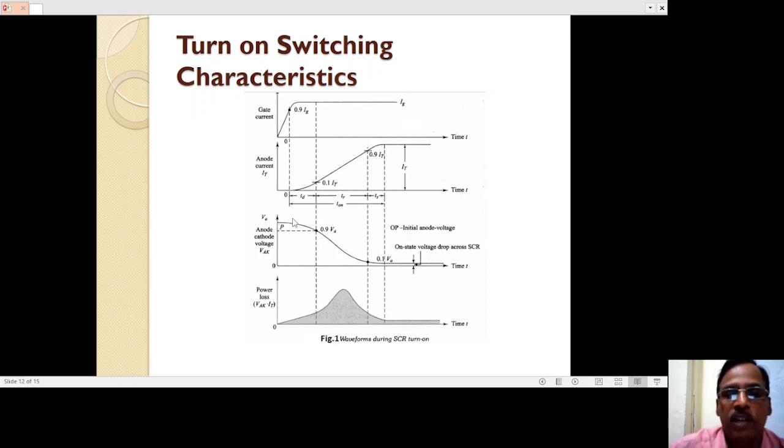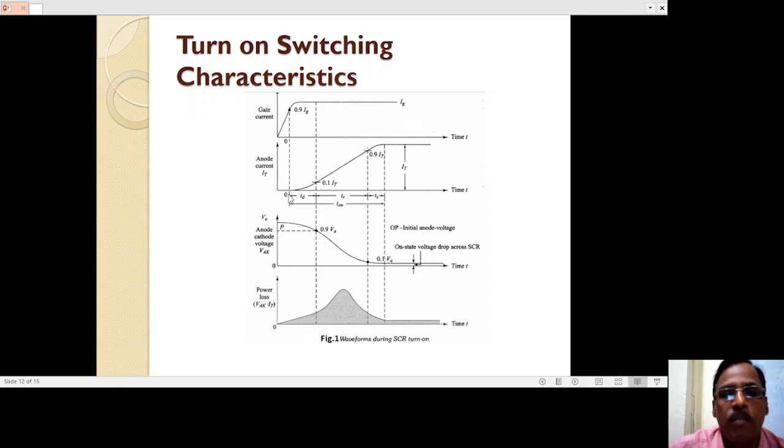Delay time, TD stands for delay time. See here. TR stands for rise time. TS stands for spread time. What is delay time? It is a very important definition. TD stands for delay time. TR stands for rise time. TS stands for spread time.